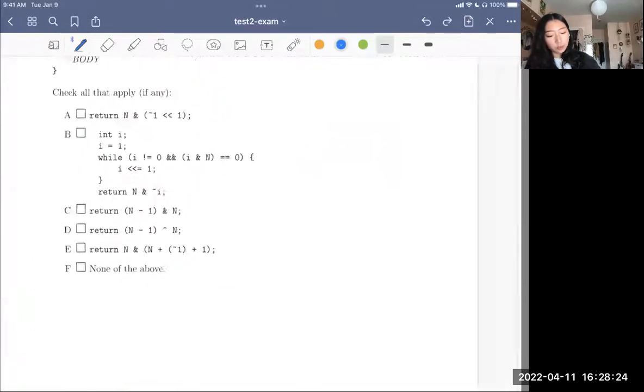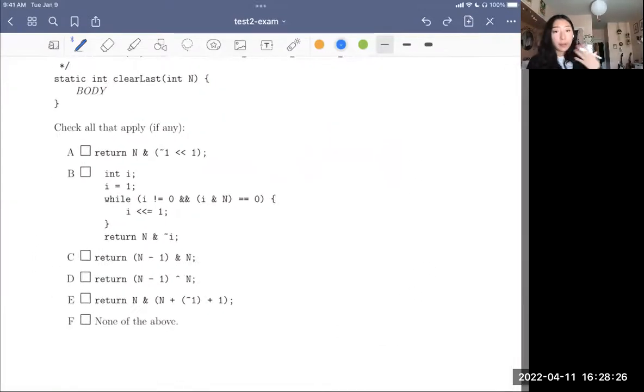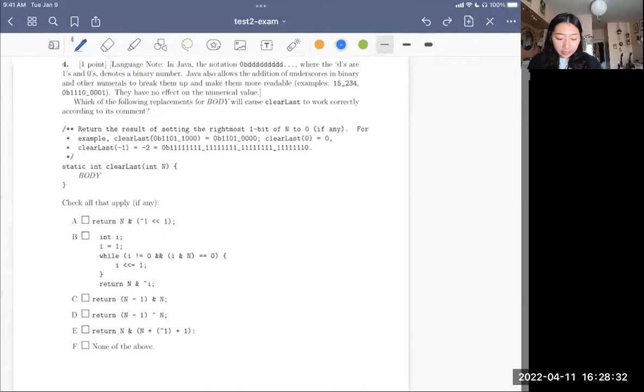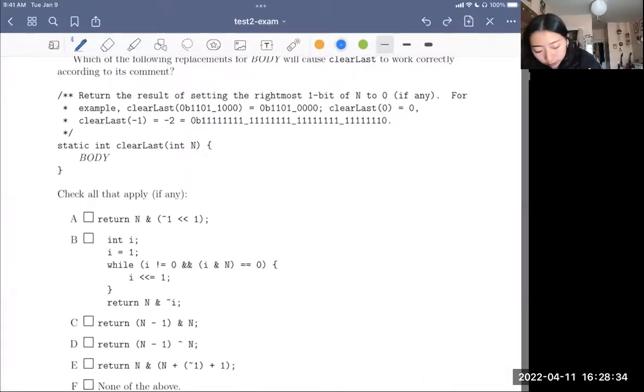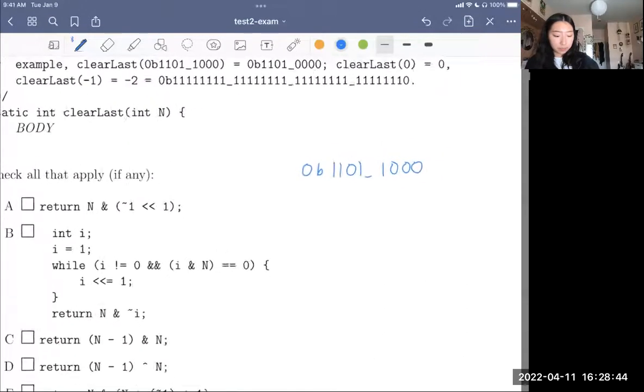And I think the easiest way to approach this, since it's multiple choice, is just to go option by option and see, does this work? And a good example to work with, at least at first, is going to be 0b1101100. Let's look at this as our example to test against.